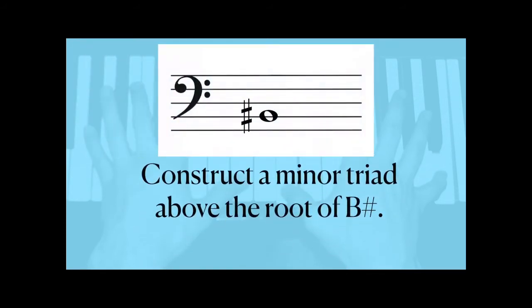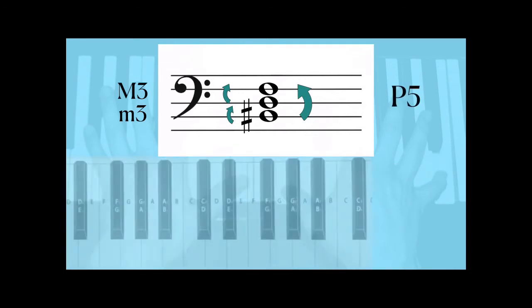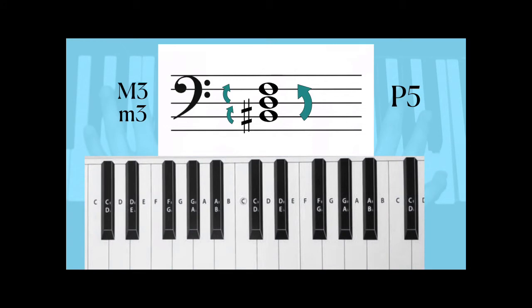Let's construct a minor triad above the root of B sharp. We'll need to put it on the staff, find a minor third on the bottom, a major third on the top, and again a perfect fifth between the root and the fifth. Starting on a B sharp, which looks a lot like a C, we'll go up 1, 2, 3 half steps. This has to be some kind of D. That means a minor third above B sharp is a D sharp.